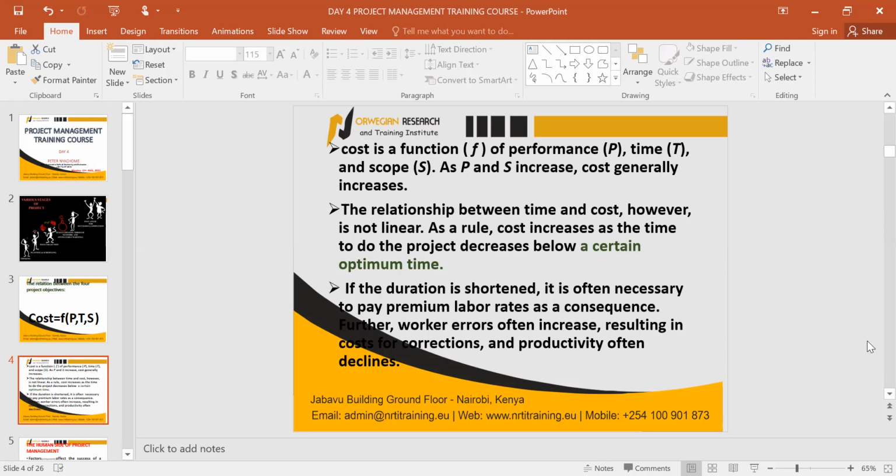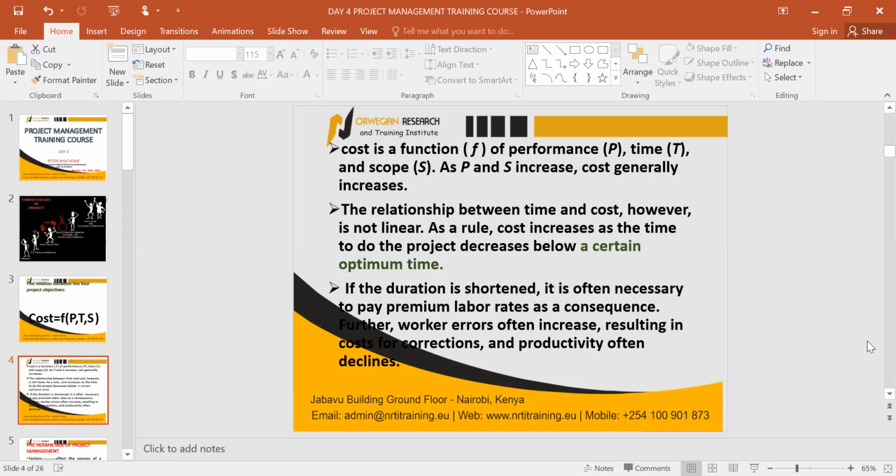So you have no other choice but to crash your project, fast track some activities, and add more resources to some of the activities, especially the ones lying on the critical path, so that you shorten the duration of the project. It's often necessary to pay premium labor. That's what shortening means. You pay premium labor as a consequence of shortening the project duration, and bring in consultants dedicated to a given task to reduce the timeline.